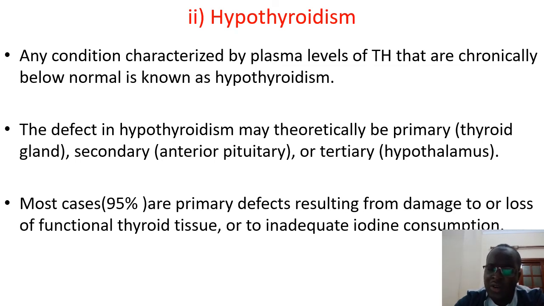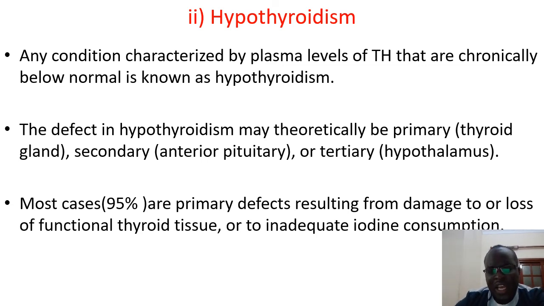It could be secondary if it's affecting the anterior pituitary gland, those thyrotropes that are producing thyroid stimulating hormone, or it could be tertiary when it's affecting the hypothalamus. So you have primary, secondary, and tertiary, depending on which level is affected. In most cases, 95% are primary defects resulting from damage or loss of functional thyroid tissue. Damage or loss of functional thyroid tissue is the most common.